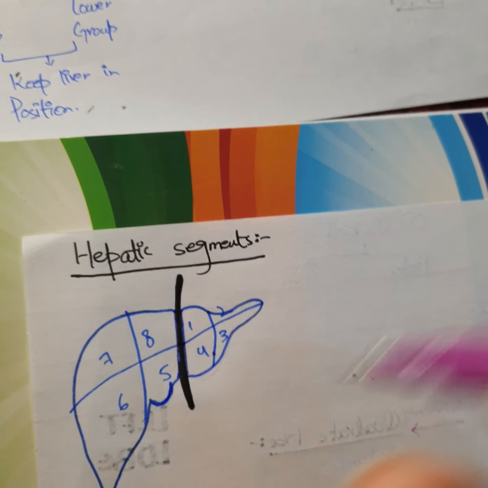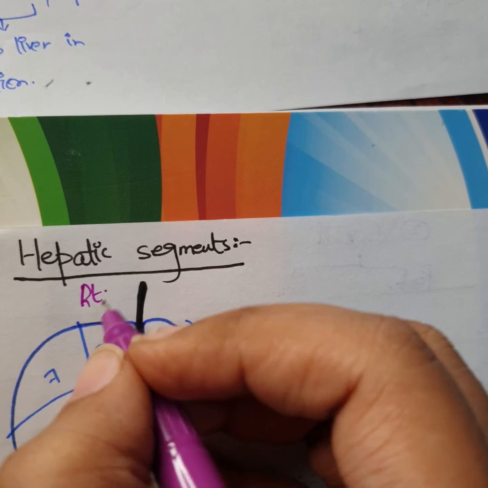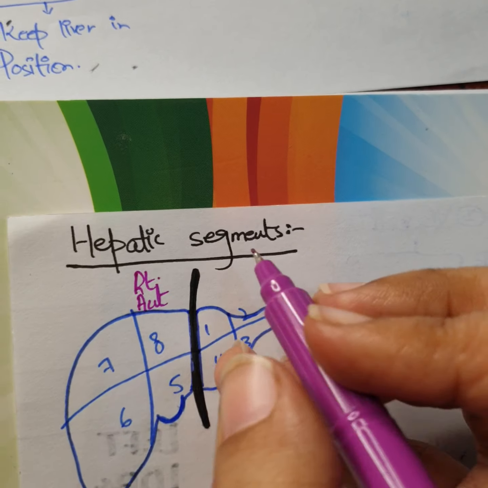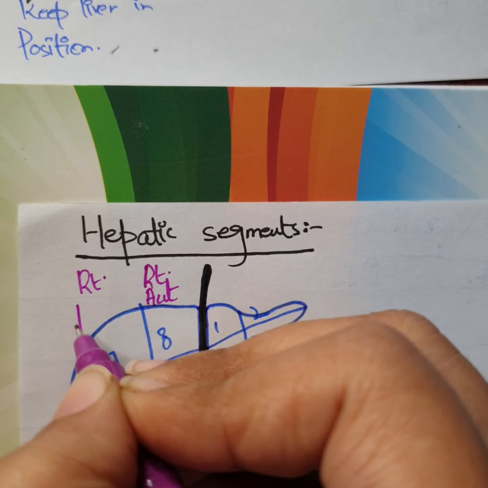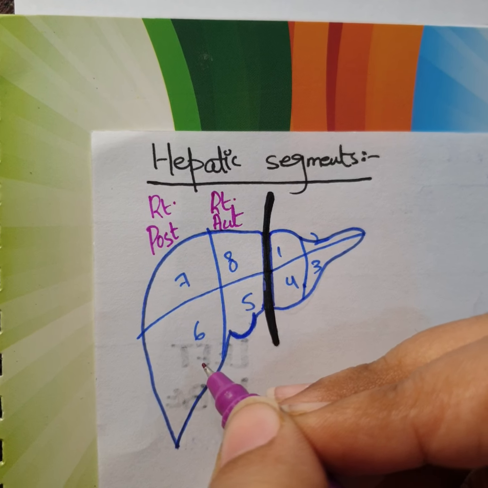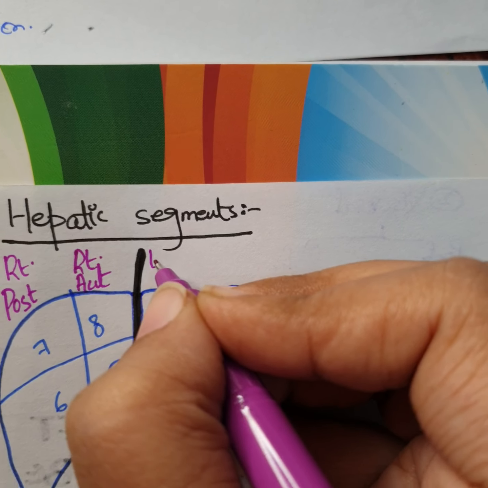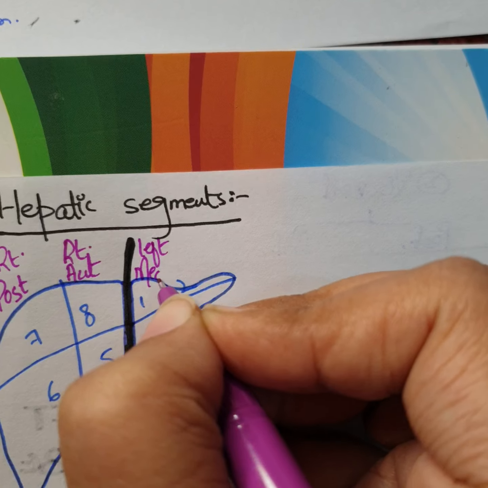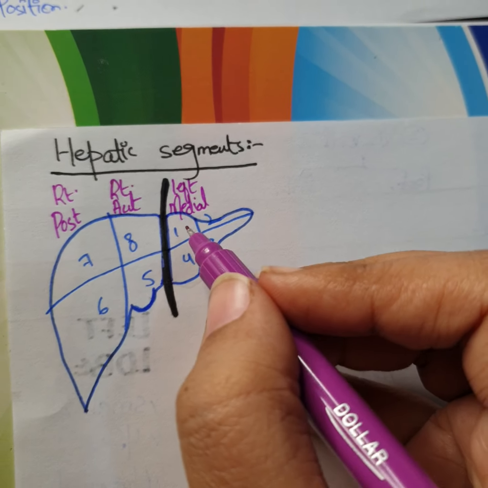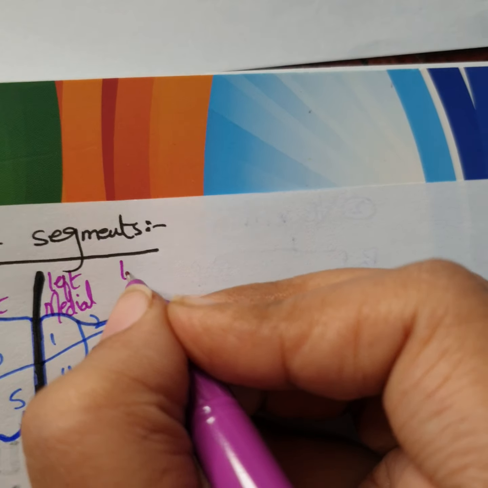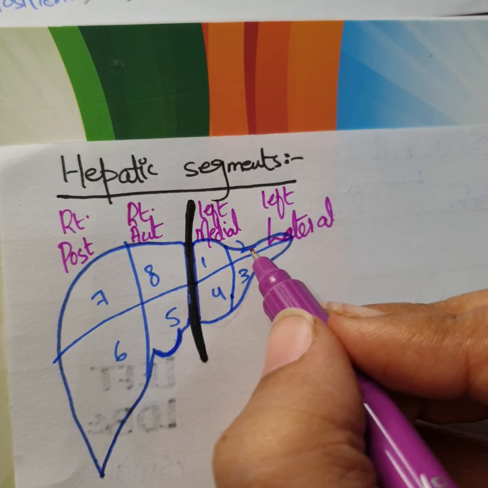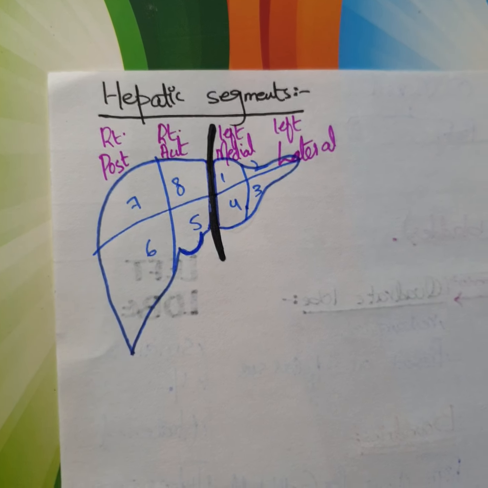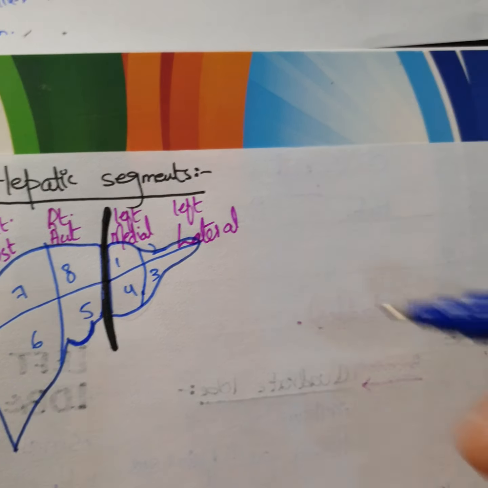This is the right anterior. Right anterior includes hepatic segments 5 and 8. Right posterior includes hepatic segments 7 and 6. Then here we have left medial, not anterior posterior, which includes segments 1 and 4, and left lateral, which includes segments 2 and 3. These hepatic segments have surgical importance.